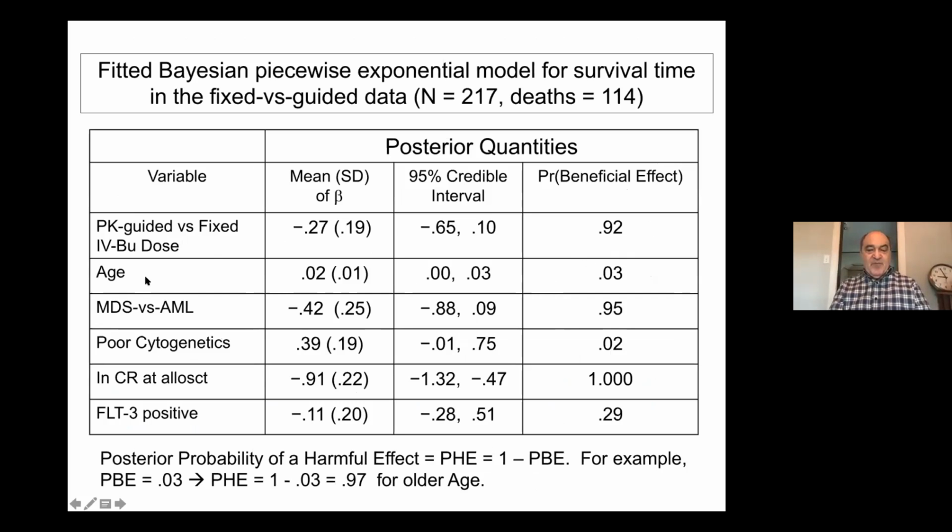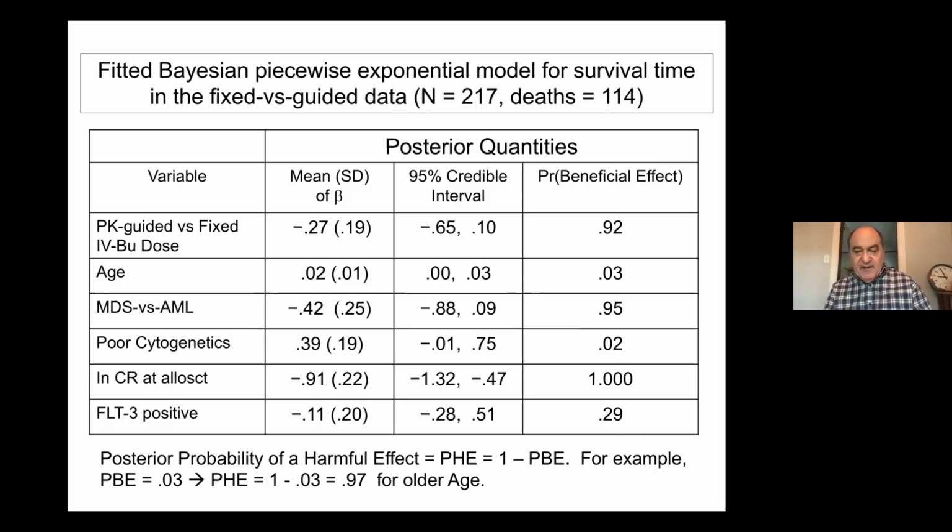For age, the probability of a higher age being beneficial is 0.03. This says the probability of a harmful effect for older age is 0.97. We all know that the older a patient gets, the worse it is. One of the things that's poor cytogenetics, the probability of a beneficial effect is 0.02. The probability of a harmful effect is 0.98 and so on. So these are the things that I compute when I fit these regression models.